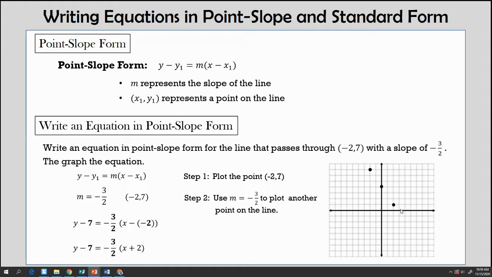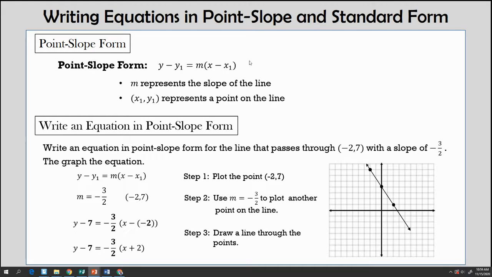I like to put a few points here because if you mess up with just one movement, you can still draw a straight line through it. If you do it a couple times, then you can make sure that your line goes through the points and you've done your slope correctly. And that's what happens here. Okay, so pretty simple to graph it. And it's pretty simple to write it in point slope.